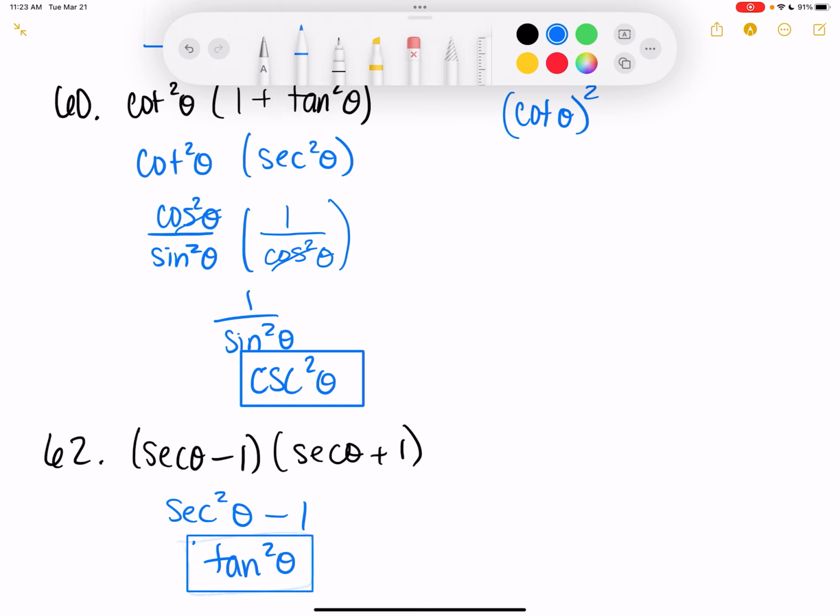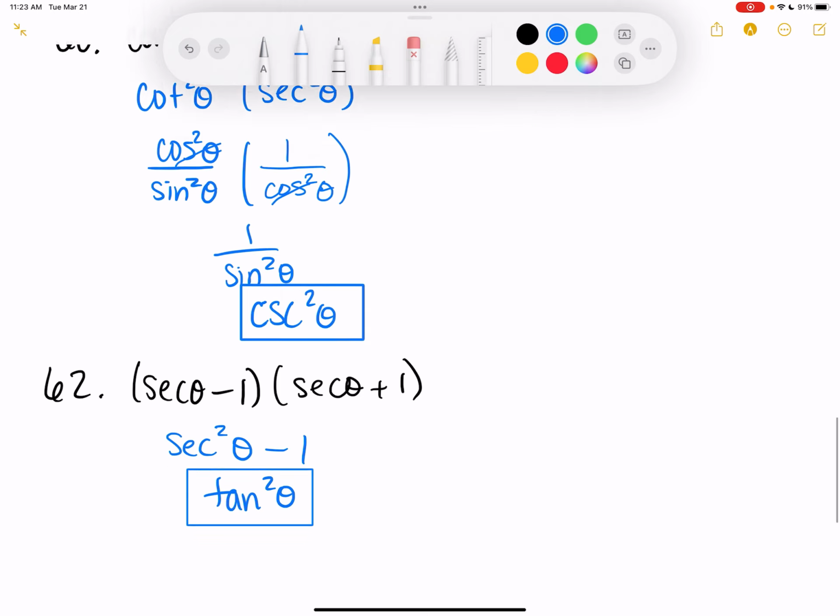And it does help to rewrite stuff in terms of sine and cosine and then simplify it. You don't need to do that. This one did not lend itself to that, so you don't need to do that. That's just kind of the recommendation because that's usually the easiest way to start solving them. But I would not have done that with this problem.